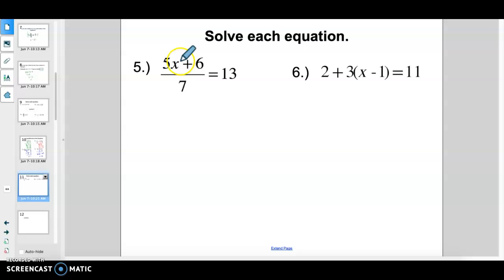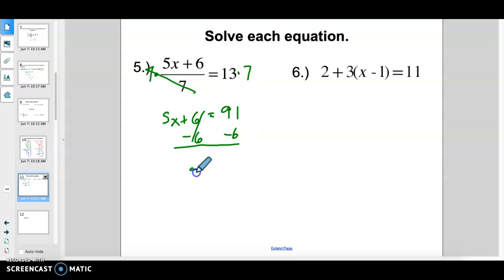Here, if the whole top is divided by 7, I'm actually going to deal with the 7 before I deal with the plus 6 because the 7 is impacting the 6. So the opposite of dividing by 7 would be to multiply both sides by 7. So 7 divided by 7 is 1, so we're left with the 5x plus 6. And then really quickly in my calculator, I did 13 times 7, so that's 91. Calculators are a good thing, don't worry. And then we're going to subtract 6 on both sides. So we've got 5x equals 55.